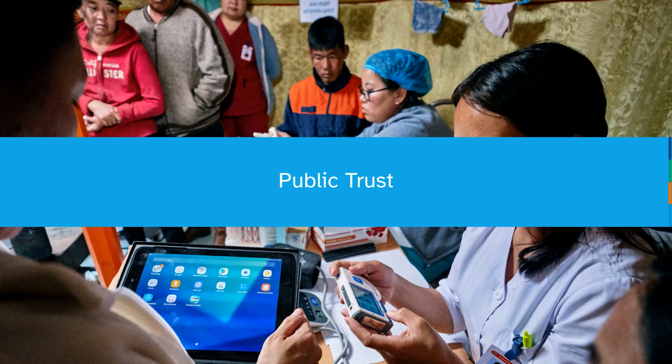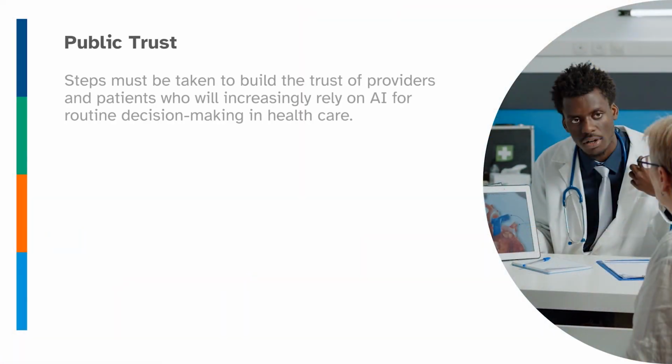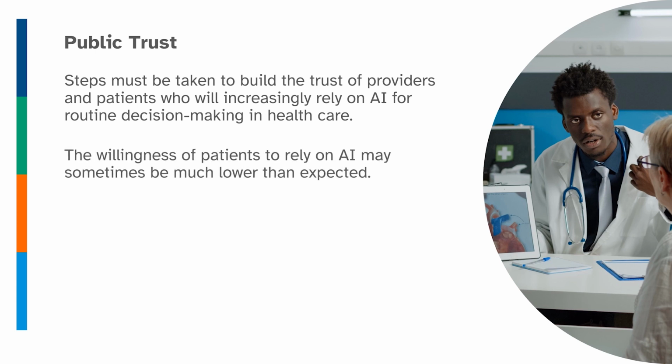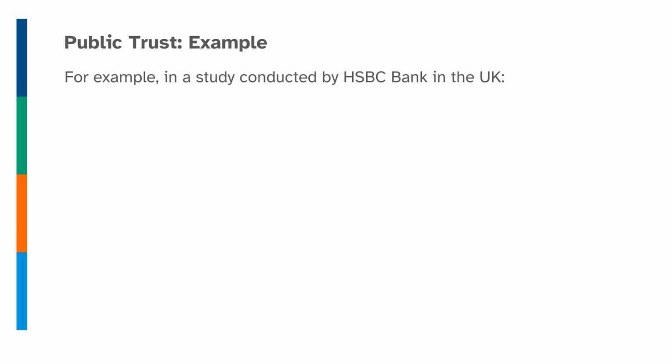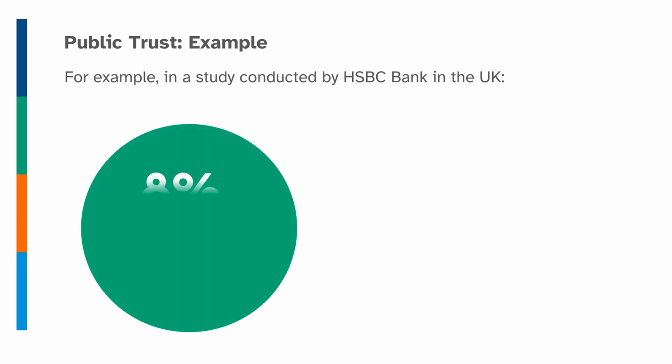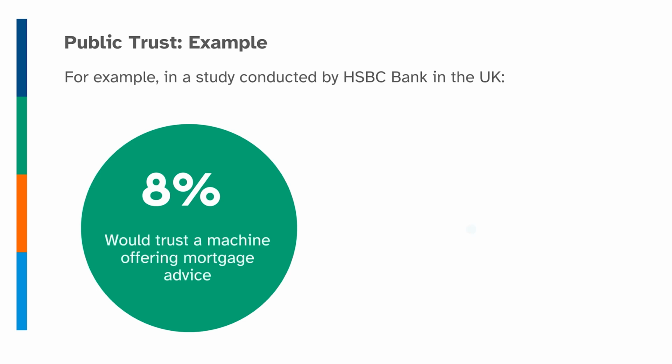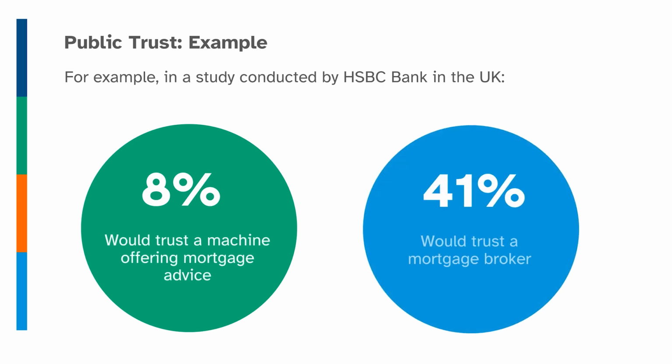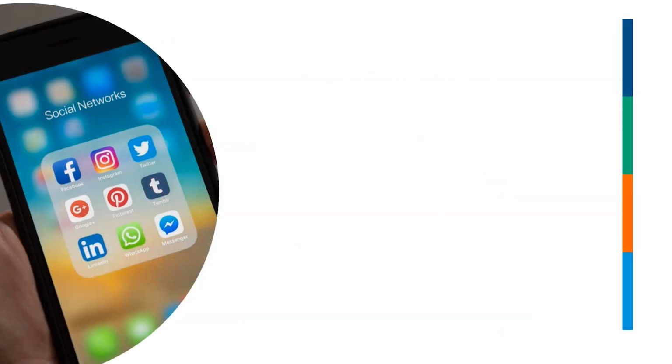Public trust. Steps must be taken to build the trust of providers and patients who will increasingly rely on AI for routine decision-making in healthcare. The willingness of patients to rely on AI may sometimes be much lower than expected. For example, in a study conducted by HSBC Bank in the United Kingdom, 8% of respondents said they would trust a machine offering mortgage advice, while 41% said they would trust a mortgage broker.